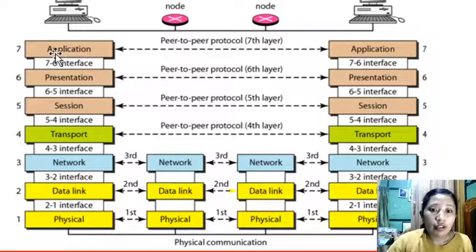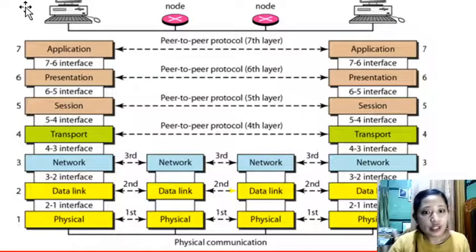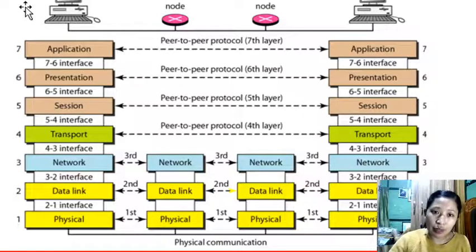Now each layer is also going to add some information to the actual message. That information can be added at the beginning of the message, or it can be added at the end of the message. The information that is added at the beginning is called the header, and the information that is added at the end of the message is called the trailer. So all the layers will be adding some extra information in the header part, whereas the data link layer is also going to store information in the trailer part.